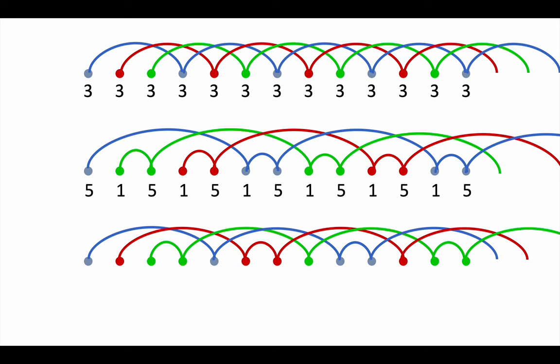Let's look at the last one. Pause the video and see if you can figure out what numbers will be associated with this. The second blue is 4 from the first blue, the second red is 4 from the first red, and the second green is 1 from the first green.